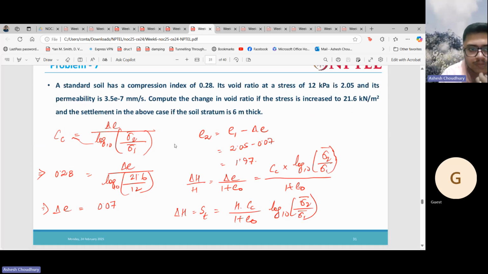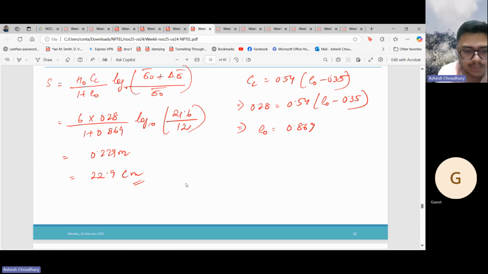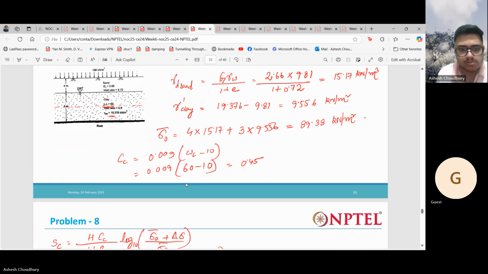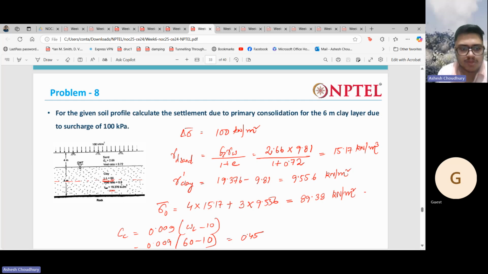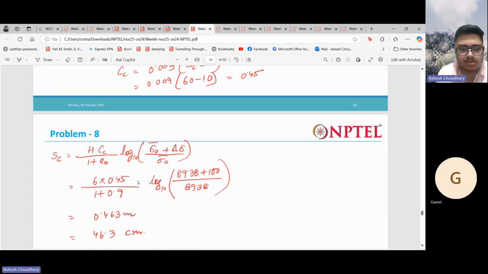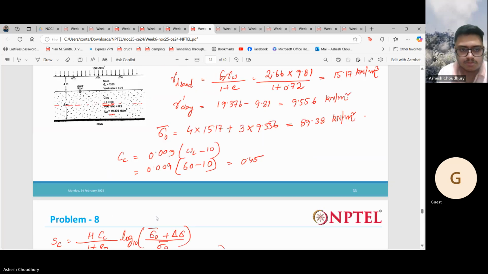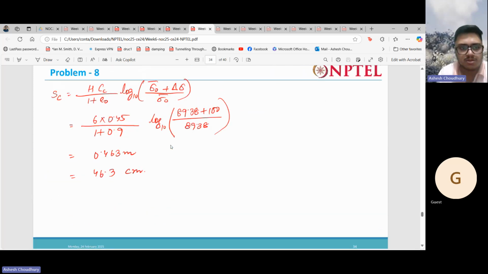This is where the settlement calculation comes in. So for a clay layer, generally we calculate the effective stresses at the center of the clay layer, and then we calculate the settlement. Because you want the average settlement, right? So we calculate the effective stresses at the center, and at that center depth only we calculate the settlement. We do this calculation.